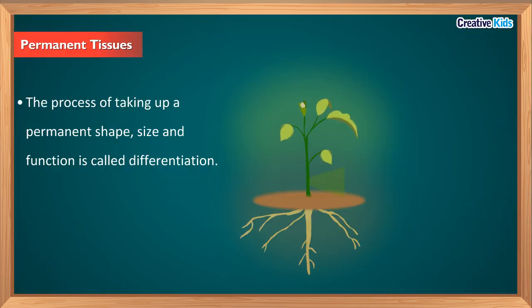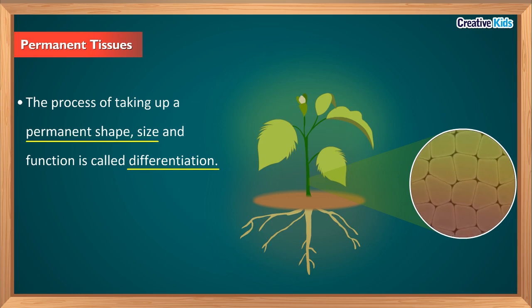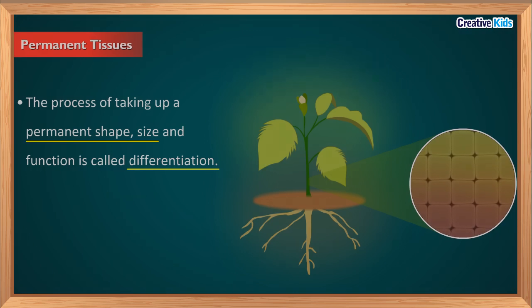Let's understand how permanent cells form. Permanent cells are made by a special process called differentiation. In the process of differentiation, cells take up a different and permanent shape and size, and they take up a particular or specific function. So, permanent cells are formed by the process of differentiation and they form permanent tissues. The process of taking up a permanent shape, size and function is called differentiation.